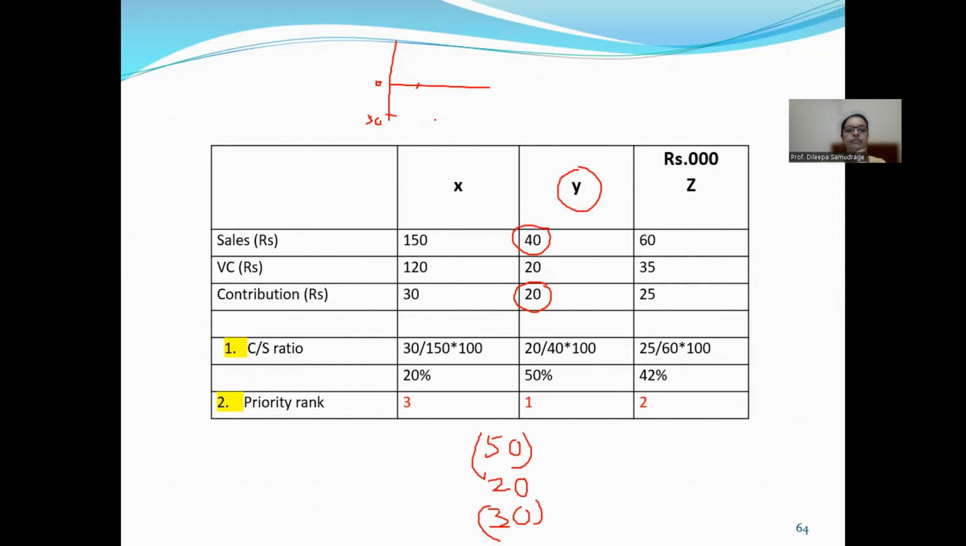So therefore you have to mark at 40,000 sales level, your loss will be 30,000. Mark the loss like this here, right? So that is your first point. Clear?